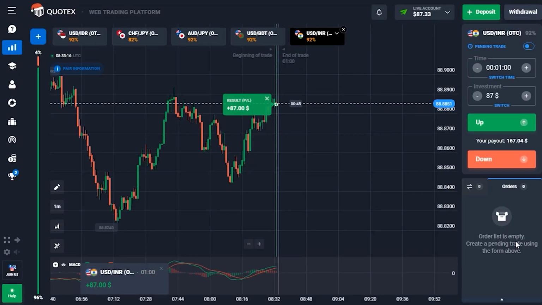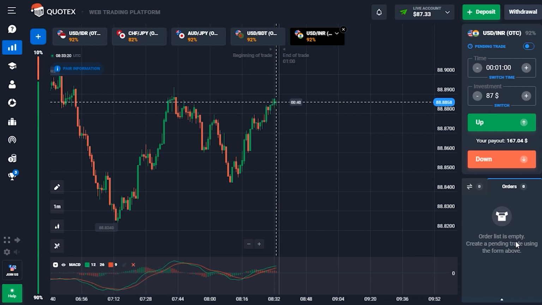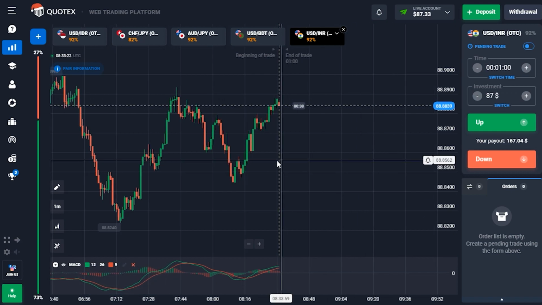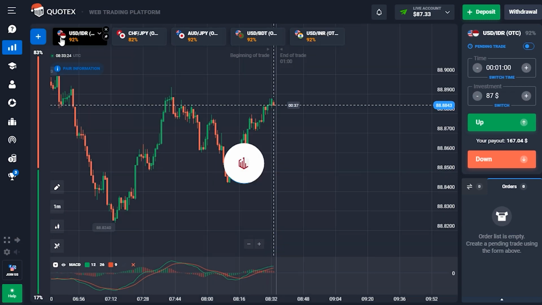A refund? Well, nothing. Sometimes you need to be prepared for losses or returns. At least we didn't lose our money. Let's move on to the next pair.